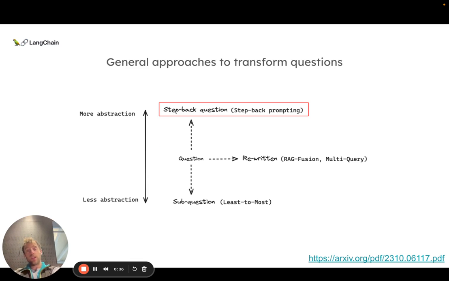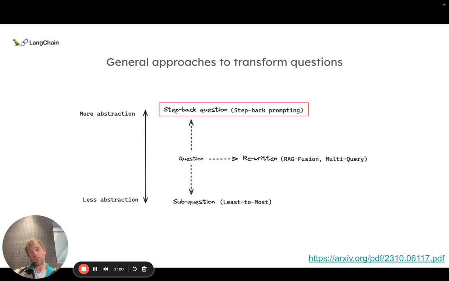Now, we talked through a few different ways to approach this problem. So one general approach involves rewriting a question, and we talked about two ways to do that, RAG fusion, multi-query. And again, this is really about taking a question and modifying it to capture a few different perspectives, which may improve the retrieval process. Now, another approach is to take a question and make it less abstract, like break it down into sub-questions, and then solve each of those independently. So that's what we saw with least to most prompting, and a bunch of other variants in that vein of sub-problem solving and then consolidating those solutions into a final answer.